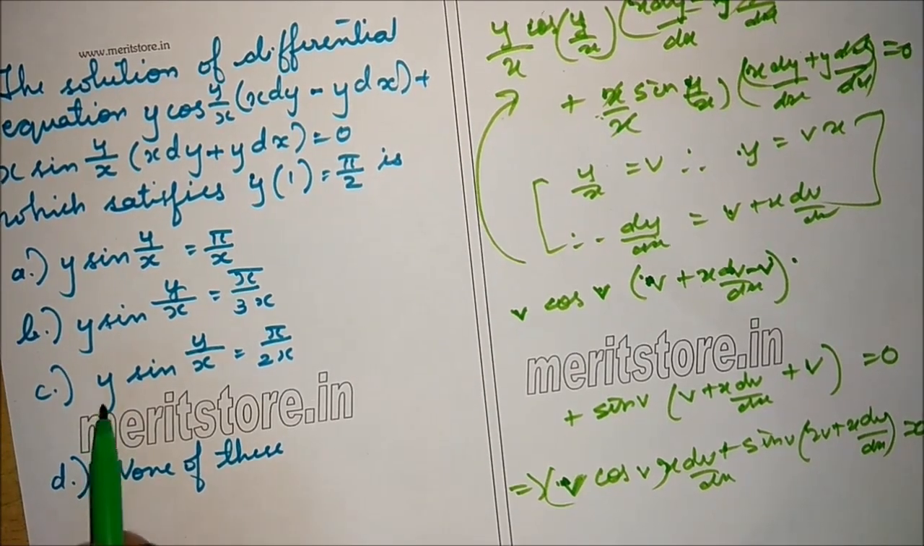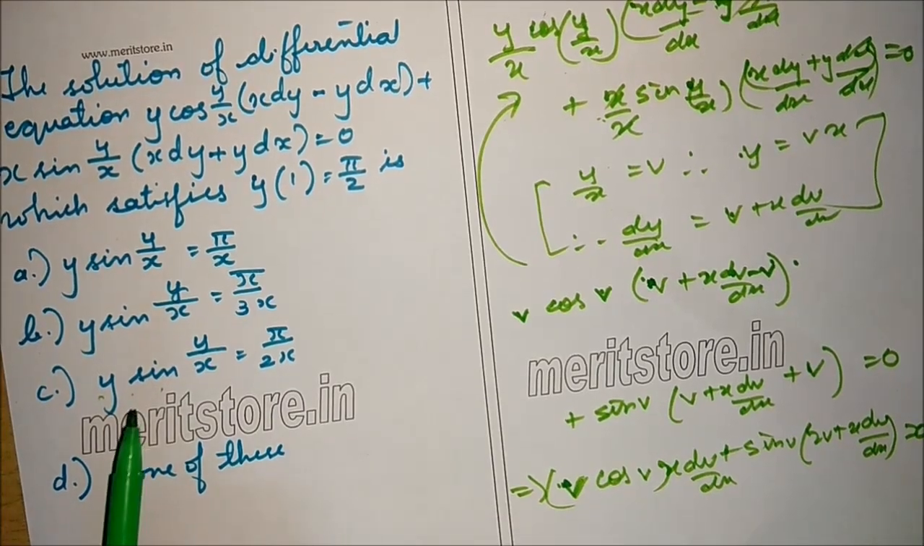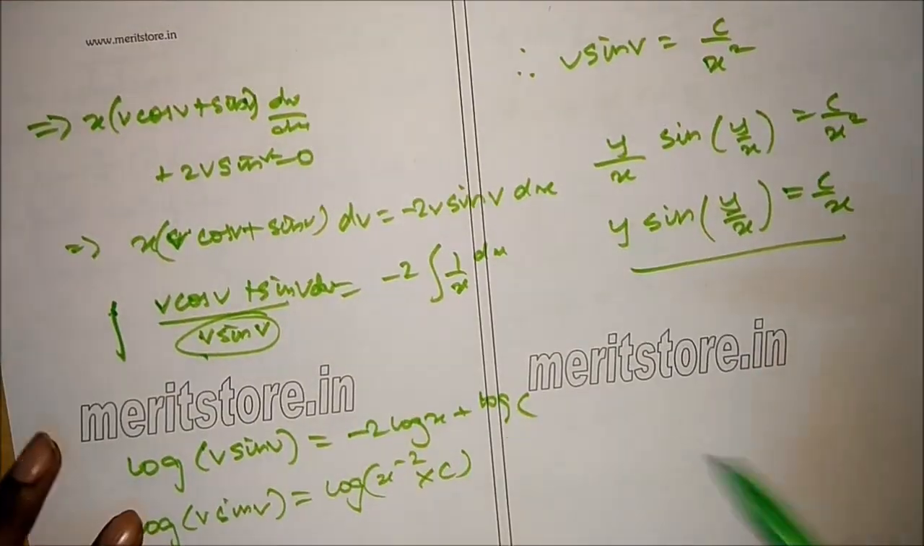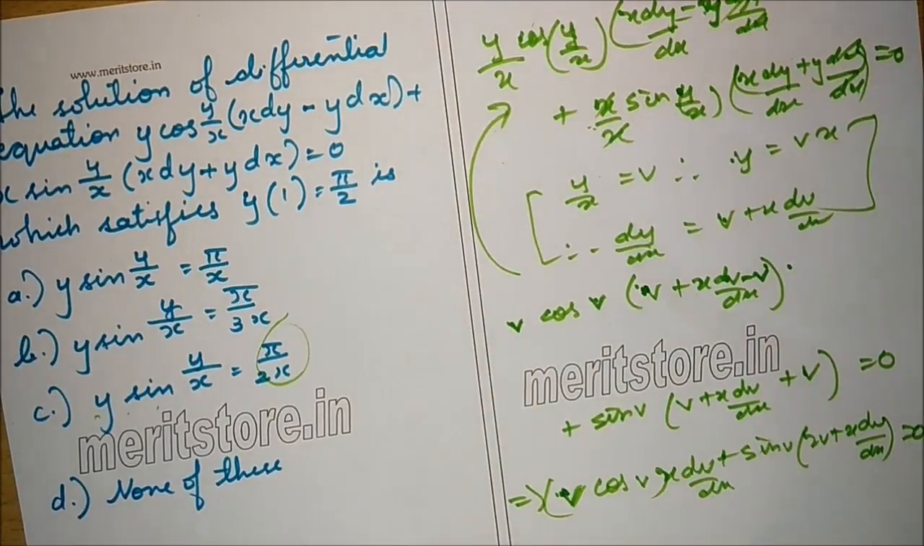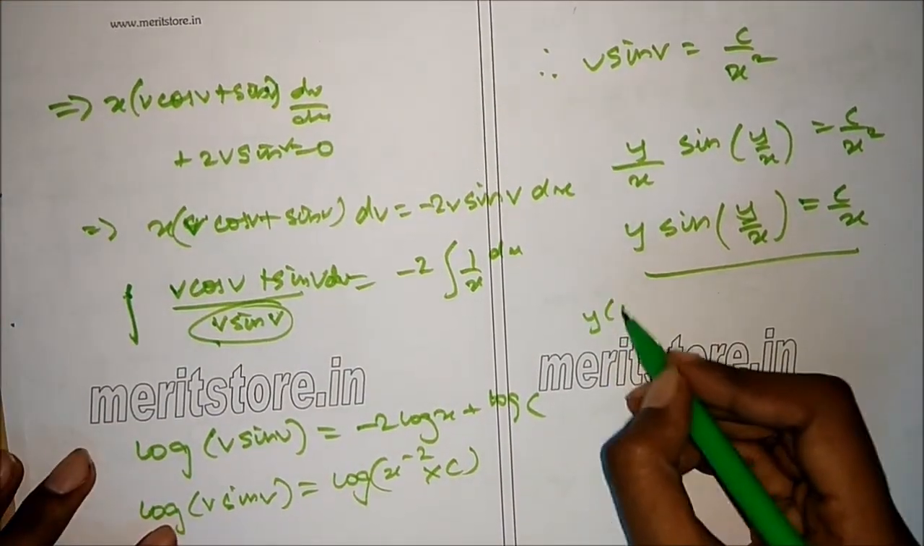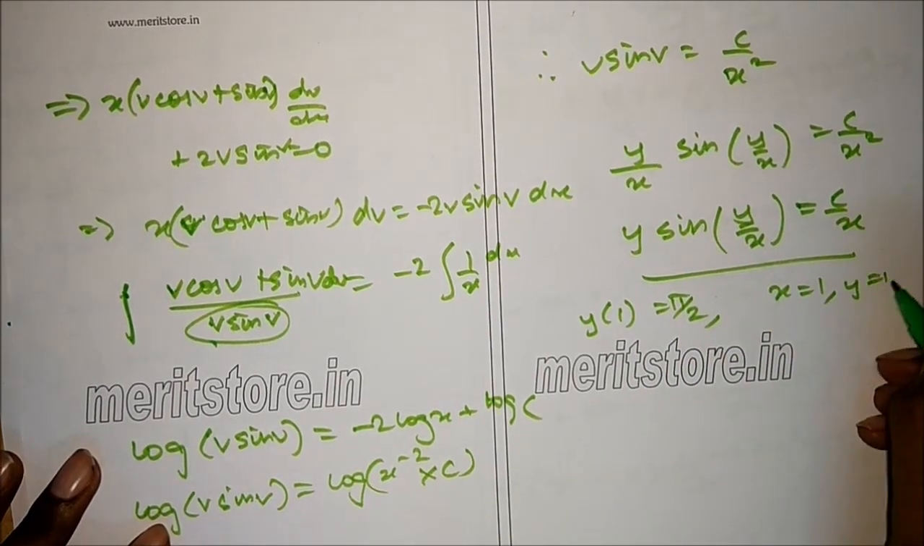So this will be y into sine of y by x. So now the value of c is given, so we have to find the particular solution. What is given is y of 1 is pi by 2. That is, when x equals 1, y equals pi by 2.